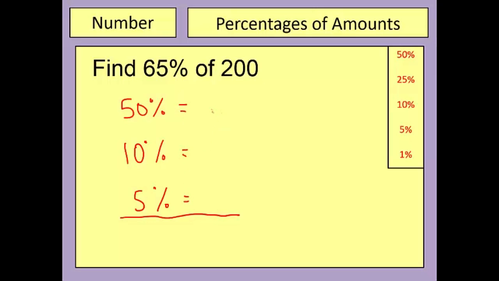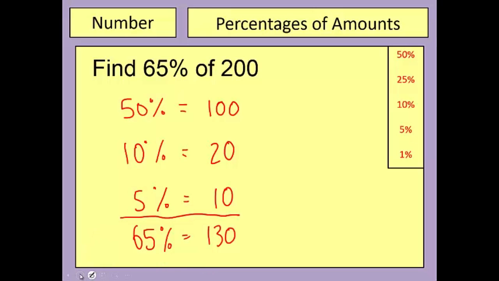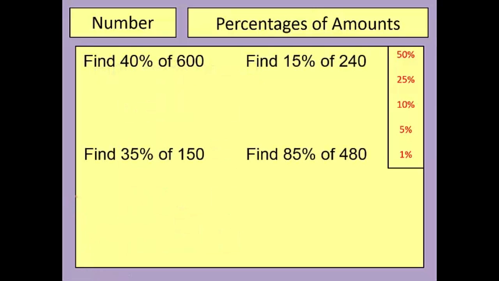So 50% of 200 means divide it by 2, that's 100. 10% is divided by 10, that's 20. And to get 5%, I half whatever I got for 10%. So half of 20 is 10. And if I add these up, 50 add 10 add 5, that's 65%. And then 100 add 20 add 10 is 130. That's how you approach these more difficult questions. You build up with the percentages that you already know. Here are 4 for you to have a go at. Press pause and have a go at them. When you're ready for the answers, press play and I'll tell you what they were.